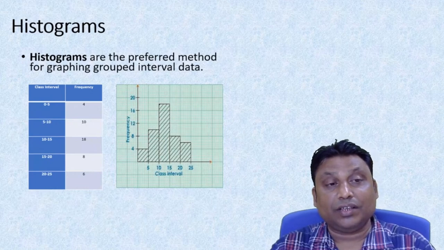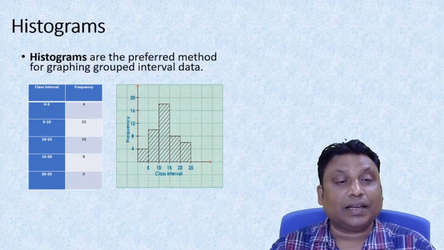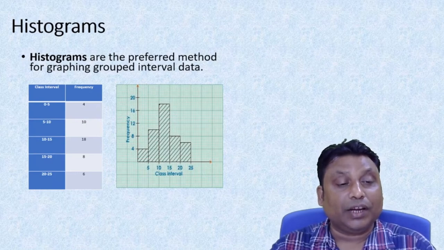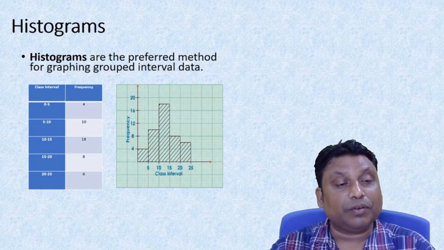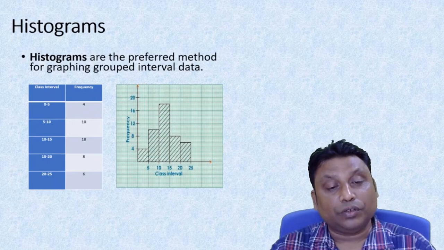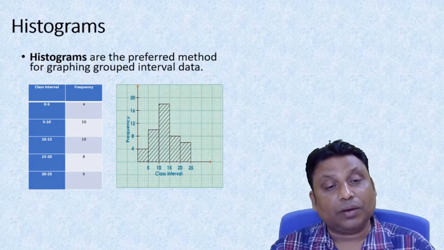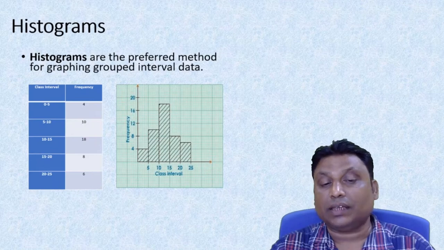This is called the histogram. Histograms are the preferred method for graphing grouped interval data. That means a data classification is given. Intervals are given: 0 to 5, 5 to 10, 10 to 15, 15 to 20, 20 to 25, and frequency is given. Interval is 0 to 5 and frequency is 4. When you are taking the values, class interval always lies on your x-axis, and frequency you always take on your y-axis.